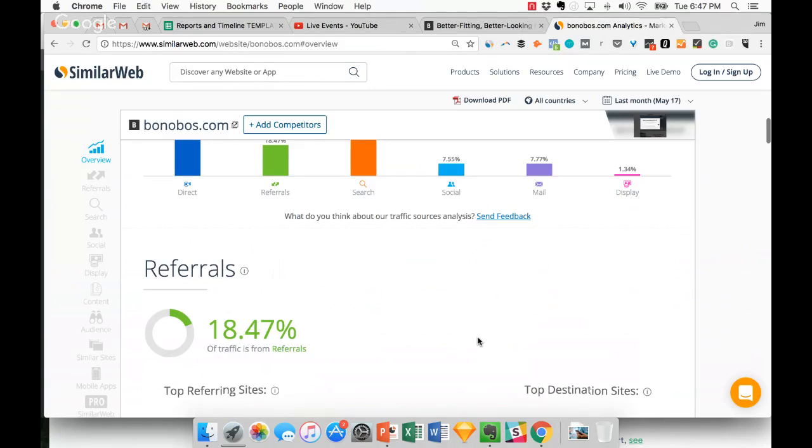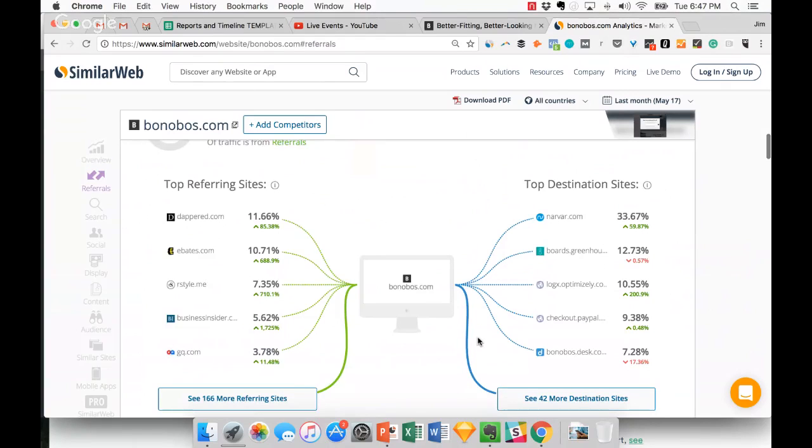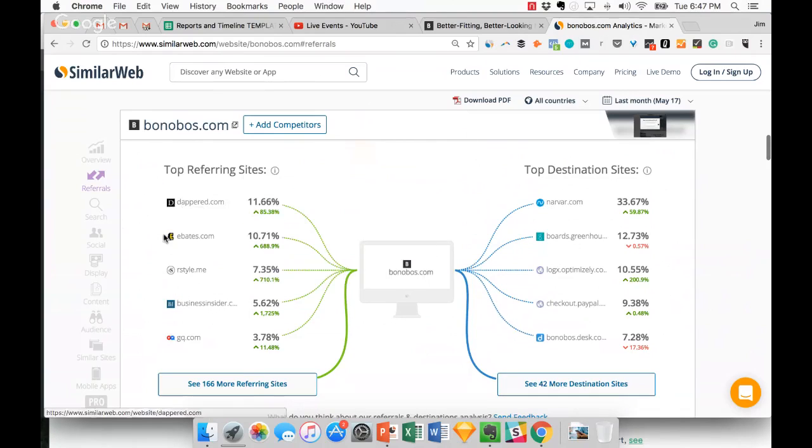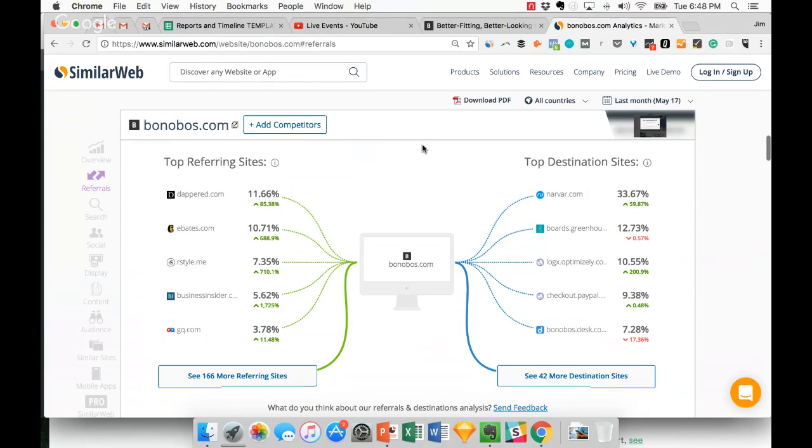So as we look at referrals, we can see other sites that are referring people to Bonobos. So right now, GQ, Business Insider, Dapper.com, these people are sending traffic to Bonobos. So I would say, okay, if we are trying to compete with them, let's go see how they're linking to them, and that will give you some ideas for marketing strategies.